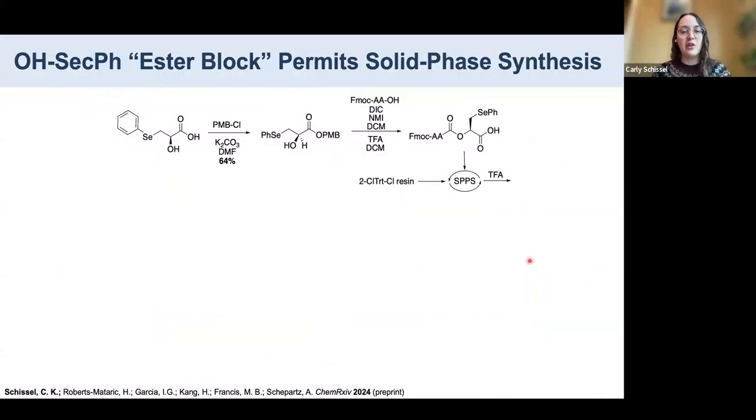Okay, I then wanted to look at this reaction in slightly longer peptides, and to do that, I needed a way to incorporate this monomer using solid phase peptide synthesis. And to do that, I made something called an ester block.